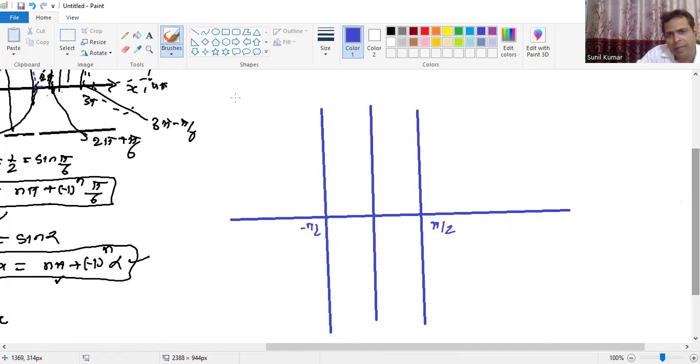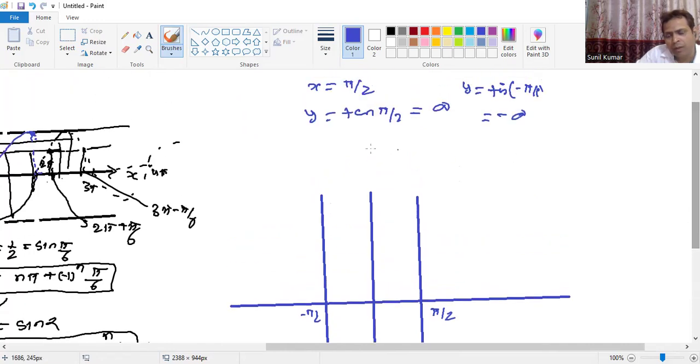What we are seeing here is that tan 90 is infinite. At this point your graph will be approaching infinity. It's going to infinity, and it's not defined here. It's not going to stop, and it's going to go on and on. And similarly on the negative side also.